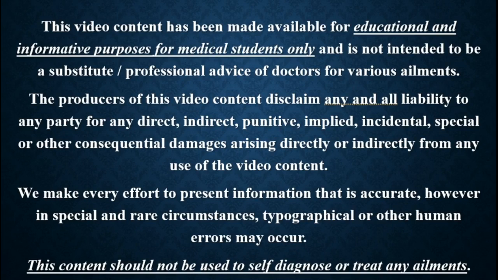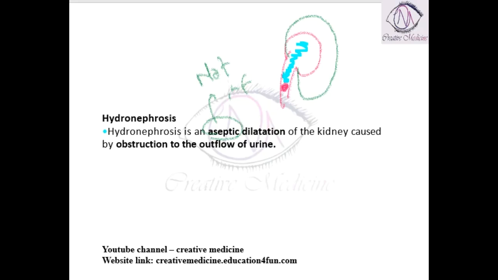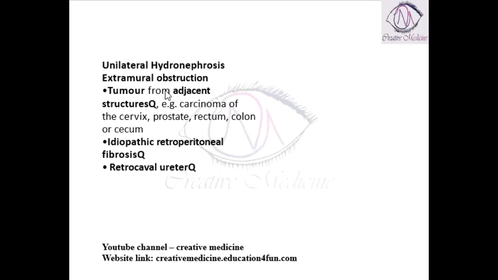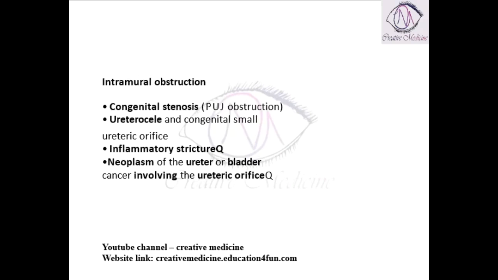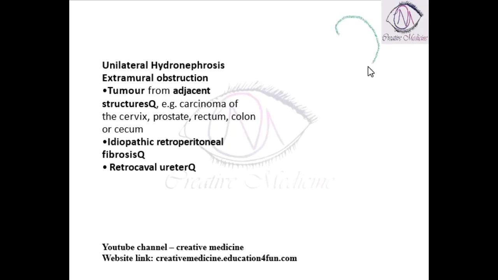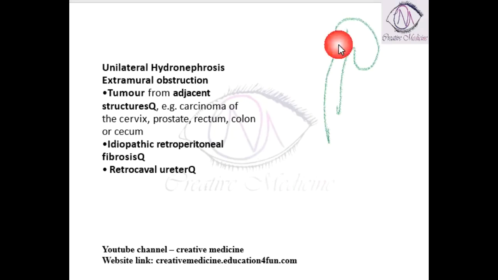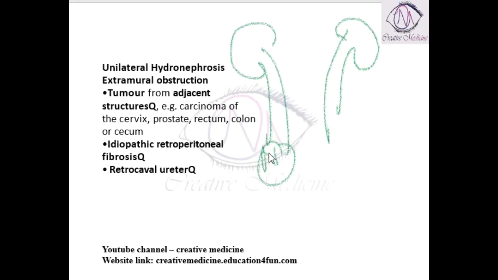In this lecture, we will learn about hydronephrosis. In hydronephrosis, we have unilateral hydronephrosis and bilateral hydronephrosis. First, unilateral hydronephrosis. In unilateral hydronephrosis, the obstruction is present only in one side of the kidney, whereas the other side of the kidney is completely normal.